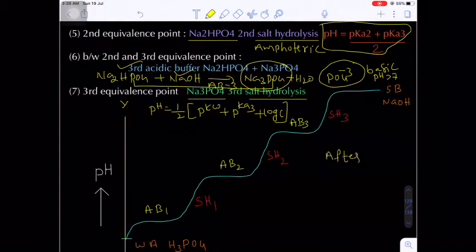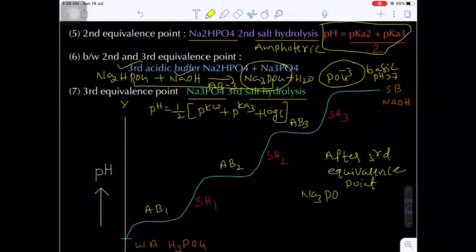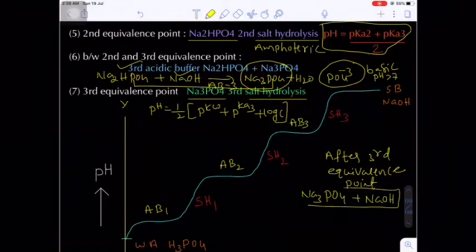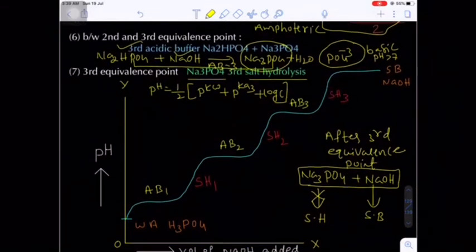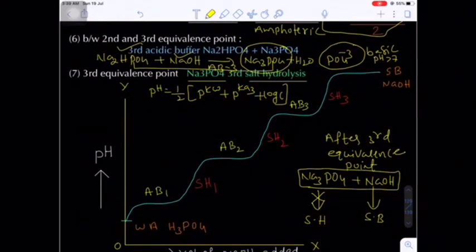Now here, after the third equivalent point, what is present in the solution? Already at the third equivalent point, Na3PO4 is present. Again we are still adding NaOH, so NaOH is also present along with the sodium phosphate. Now the pH of the solution will be decided by the strong base, and salt hydrolysis is not considered in the presence of the strong base. Are you getting my point?